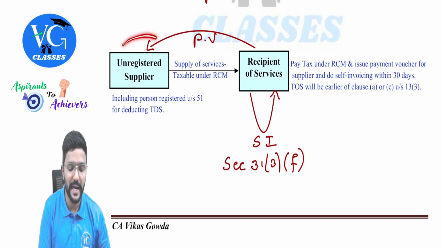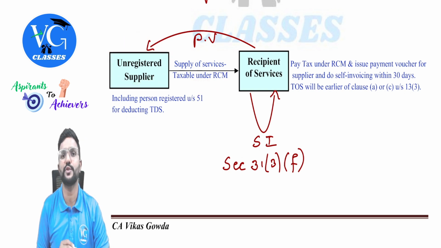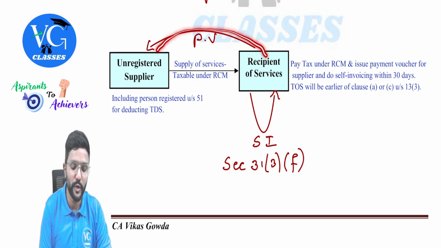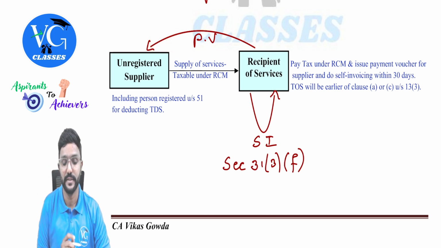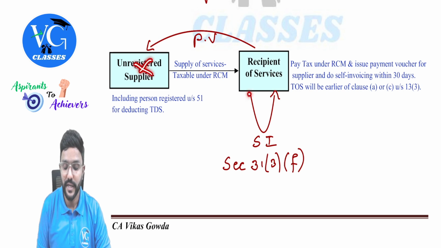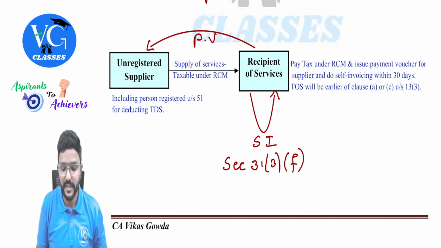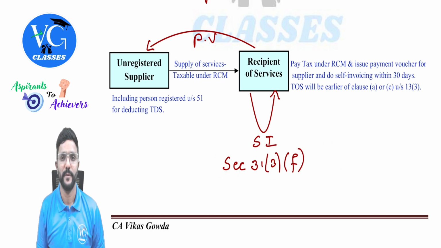Sir, what if the supplier is unregistered? In that case, as he is not registered, he will not issue an invoice to the recipient, but the recipient has to pay tax himself and issue a payment voucher to the supplier. Yes, and one extra responsibility he has. As the supplier is not registered, he has to issue a self-invoice for himself. This is as per which section, sir? Section 31, subsection 3, clause F.